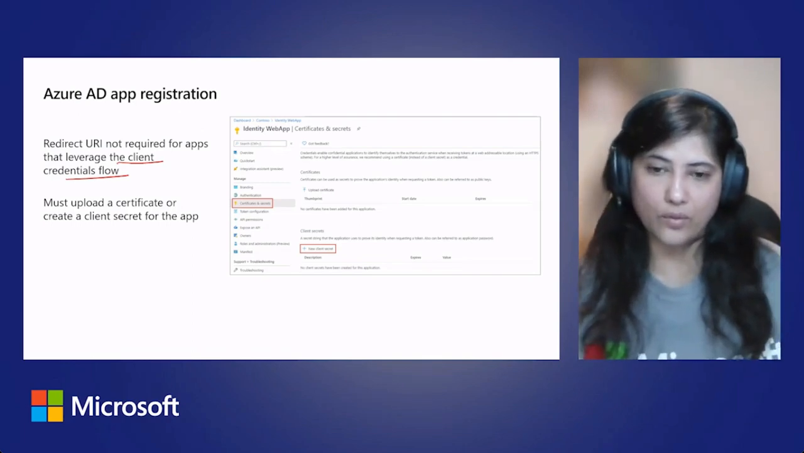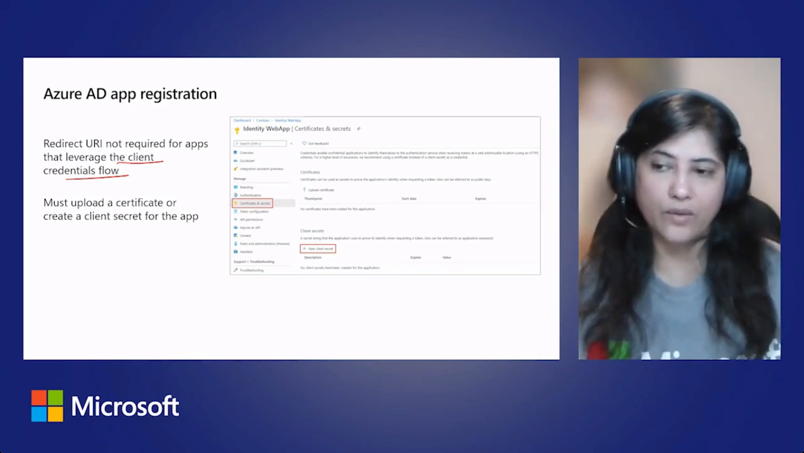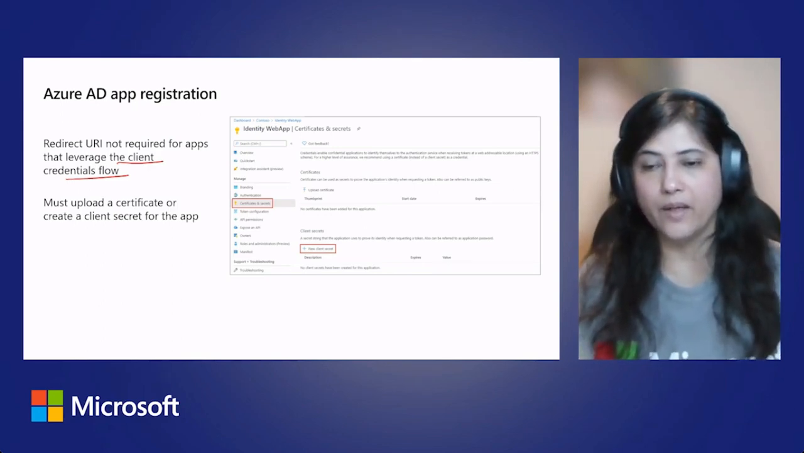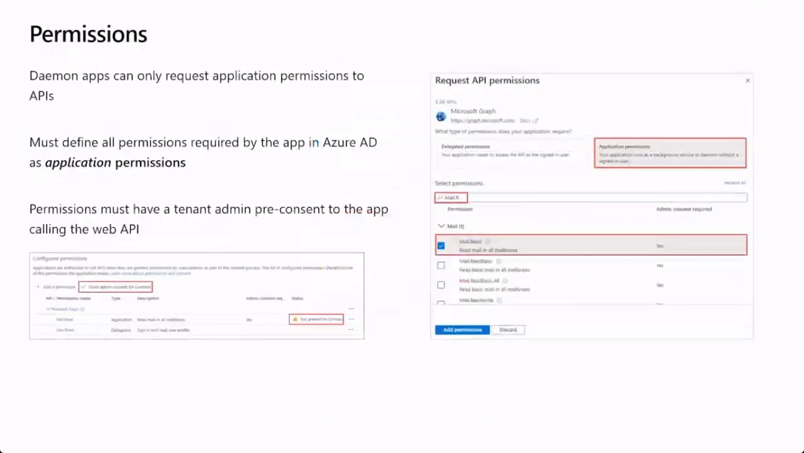One unique aspect to apps that use the client credentials grant flow is that their permissions must be defined ahead of time, also referred to as static permissions. The daemon application can only request application permissions to APIs, which means they are not delegated permissions. So application permissions are defined on the API permissions page on the application registration. Now, daemon applications require a tenant admin to pre-consent the application calling the web API. So this consent is provided in the same API permissions page.